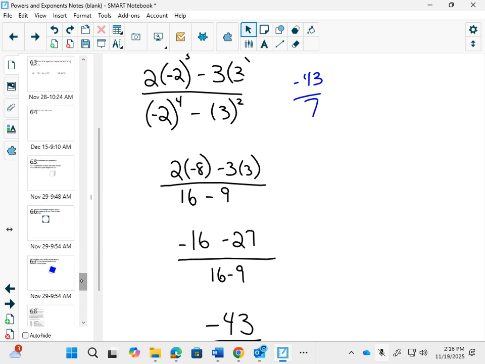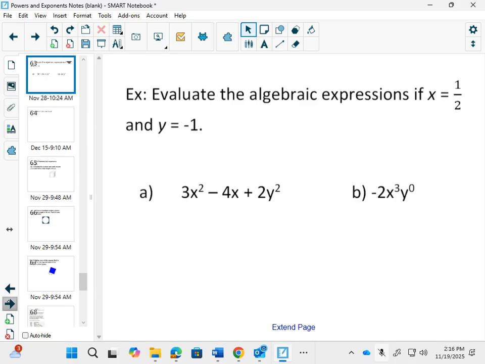We did lots of notes today, guys. What do we got? One more example to do? Yeah. With fractions.